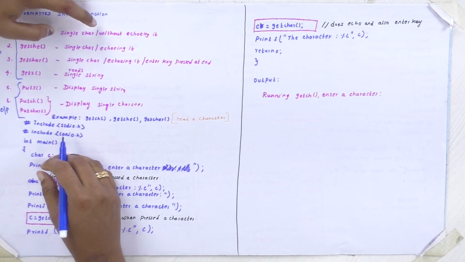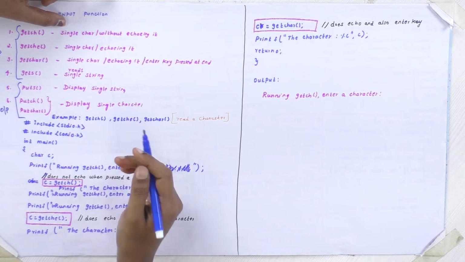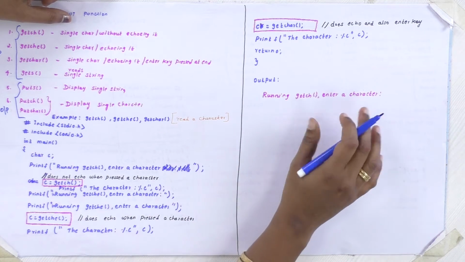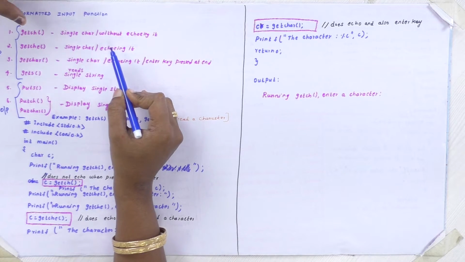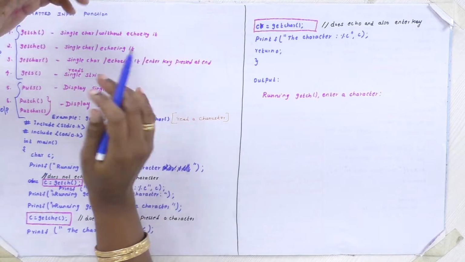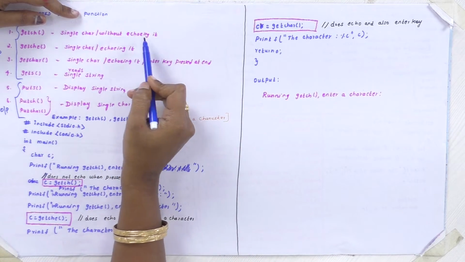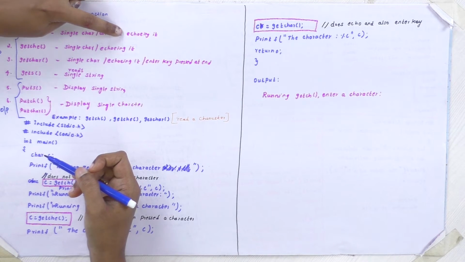What do you mean by echoing? It means when you type a character, it just displays the data in the output. But when you use getch, it does not echo. When you type a character, it does not display on the output screen. So it is called without echoing. So getch reads a single character without echoing it.